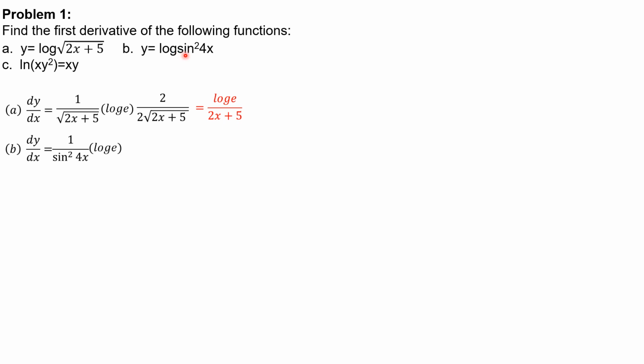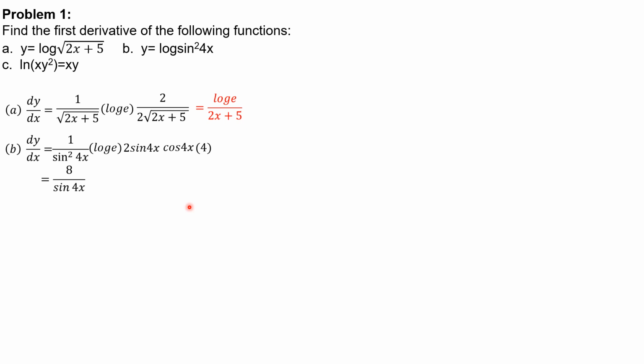then times the derivative of u, the derivative of sine squared 4x, power formula, 2 sine 4x, or 2 sine to the 1 of 4x, so it's 2 sine 4x, then times the derivative of sine, which is cosine 4x, then lastly, the derivative of 4x, which is 4. So we write this as log 2 times 4, 8 log of e, then over sine of 4x times cosine 4x.